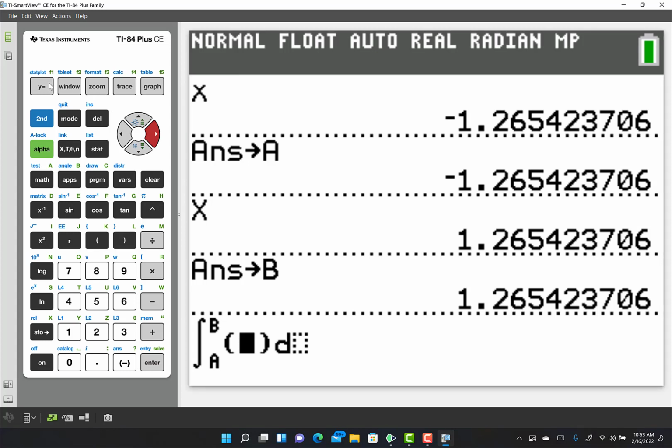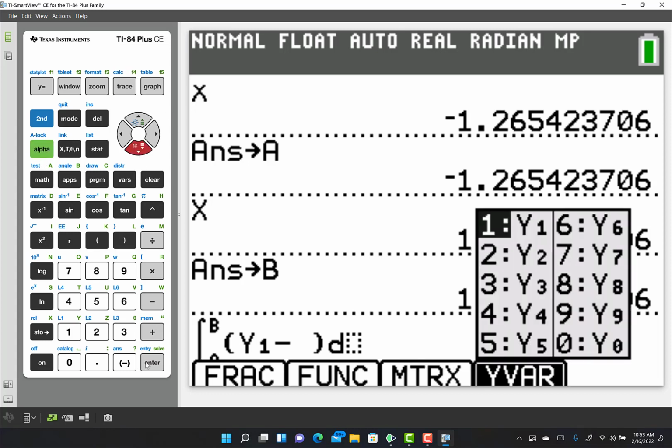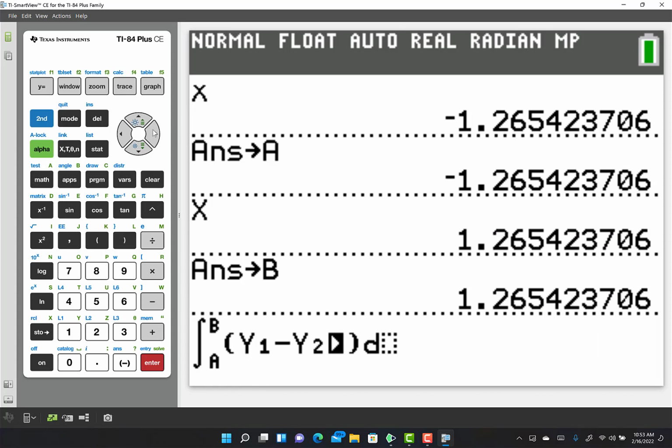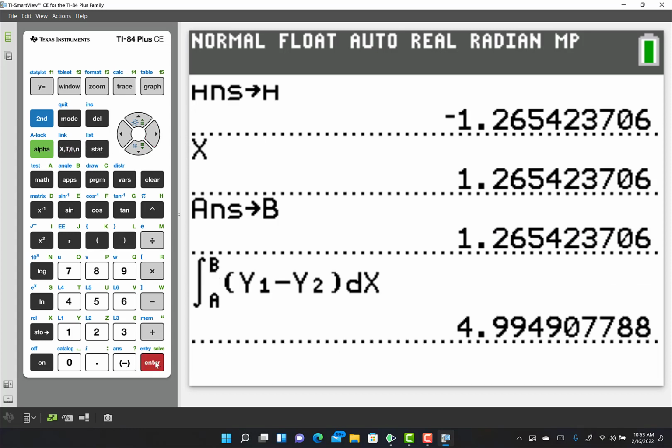I already forgot what I put on this. Which one's it? What? Y1? Okay. Alpha trace Y1 minus alpha trace Y2. And then go to the right and push X in there. And then push enter. And there it is. Because you didn't round, because you used the perfect from the intersections, 4.994 is your answer.